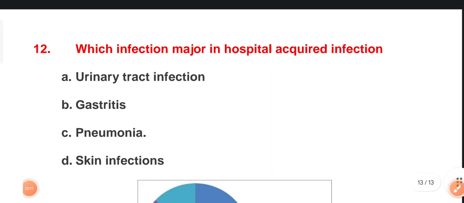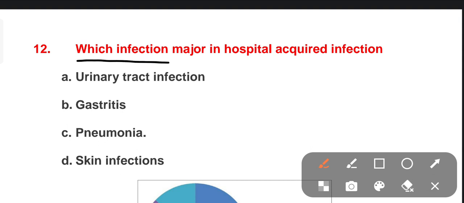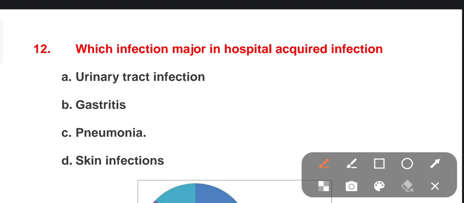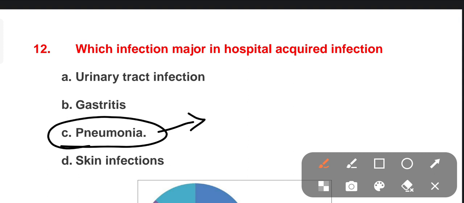The next question is, which is the major infection in hospital acquired infection? What is the common and major infection for patients during the hospital period? Options are urinary tract infections, gastritis, pneumonia, skin infections. The correct option is pneumonia. Pneumonia is a common and major cause of hospital acquired infection.